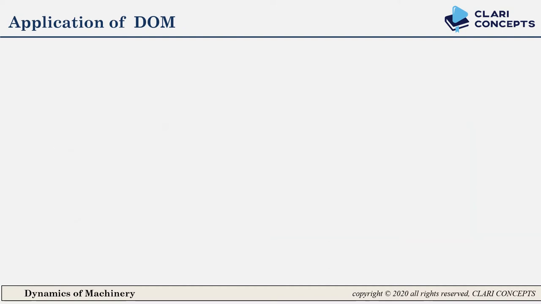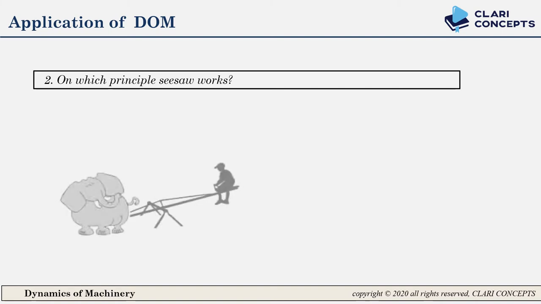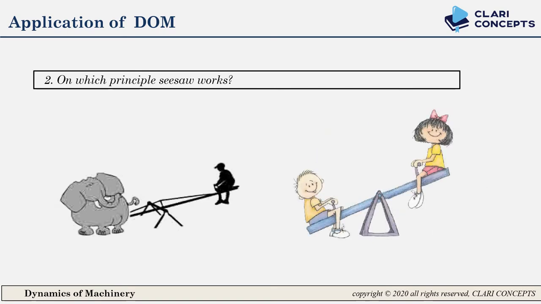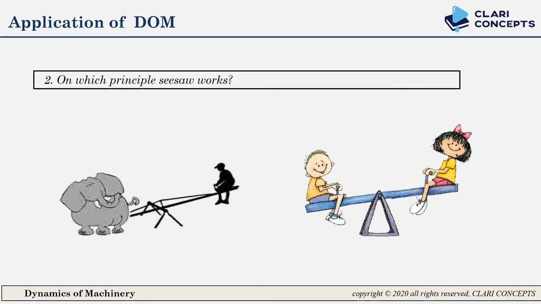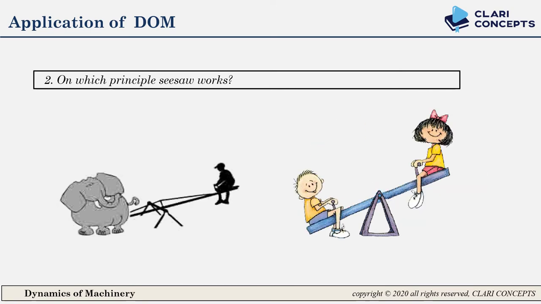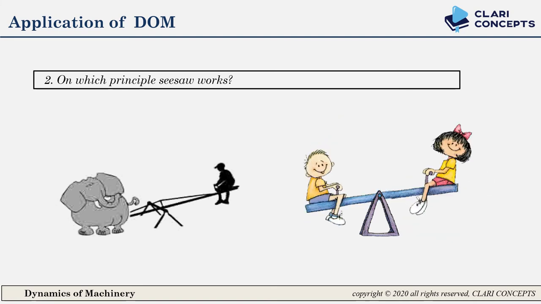Second example, which is also related to your childhood. Everyone has sat on a seesaw, but have you ever thought on which principle a seesaw works? Here you can see a man is sitting opposite a heavy person on a seesaw. Due to imbalance of weight, the man moves upward and there is a chance of falling down. But when two friends sit on a seesaw with the same weight, they can enjoy their ride because of the balanced seesaw. Here the balancing principle used by the seesaw is an application of dynamics of machinery.